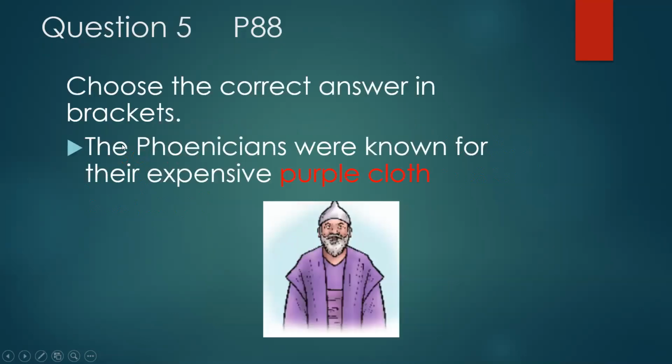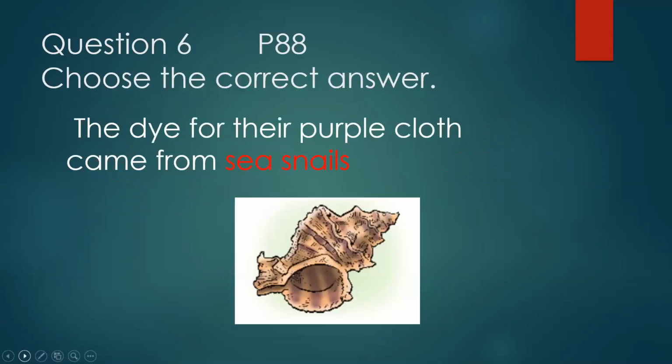Question number 5 on page 88, we will find that answer. Choose the correct answer in the bracket. And the correct answer was the Phoenicians were known for their expensive purple cloth. It was very easy because we gave you the clue. Question number 6. We would find this on page 88. Choose the correct answer. The dye for the purple cloth came from sea snails, not sea urchins.